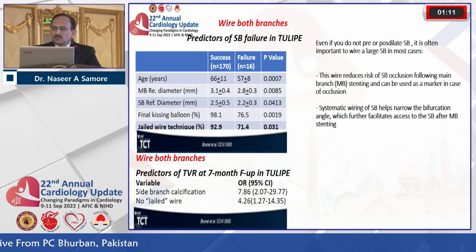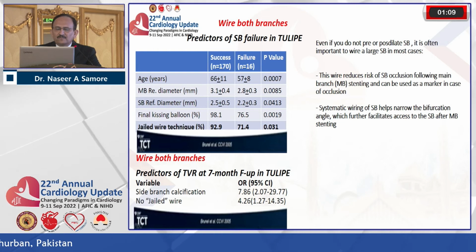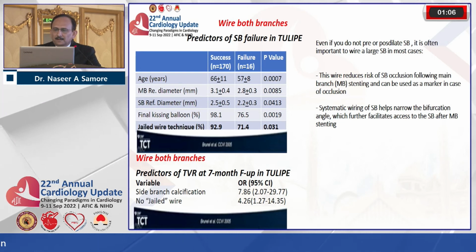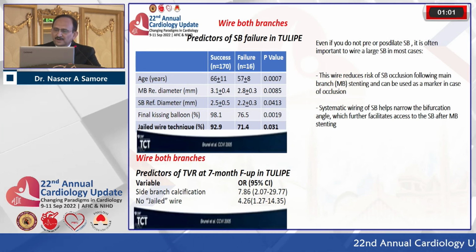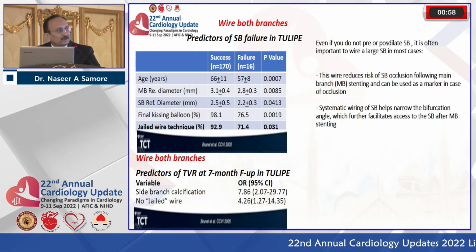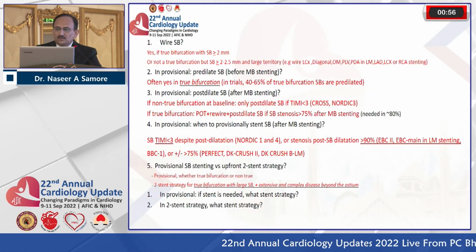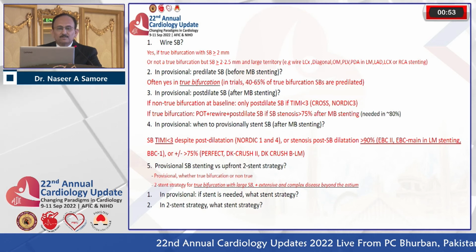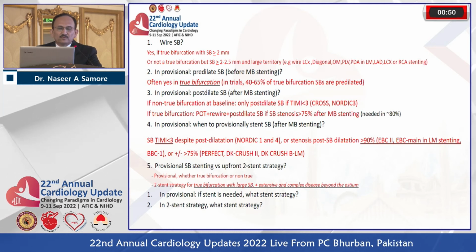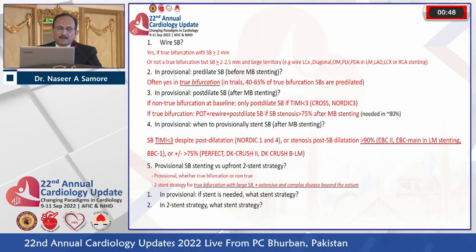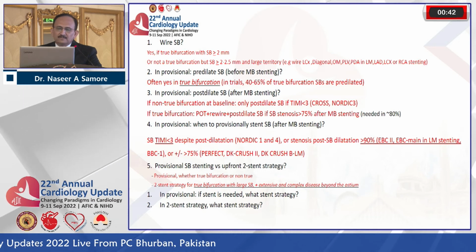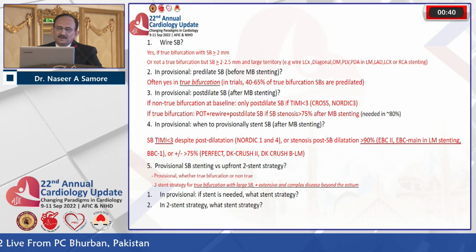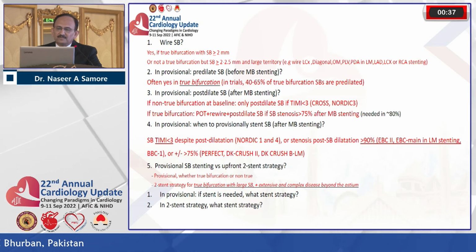Even if you don't have to pre-dilate or post-dilate the side branch, it is often important to wire the side branch, whatever the subset of bifurcation lesion may be. The wire reduces the risk of side branch occlusion. I think I'm getting short of time, I'll have to quickly go through. So we have to wire all the branches, and if there's a critical lesion in the side branch, one may pre-dilate, and in the trials it was done in 40 to 65% of cases in true bifurcations.